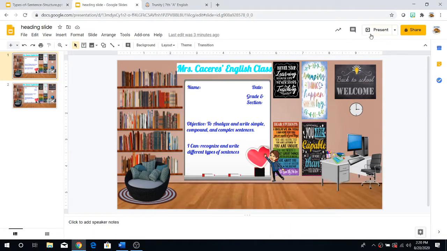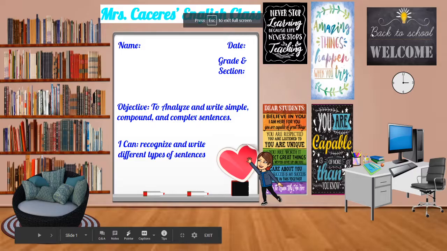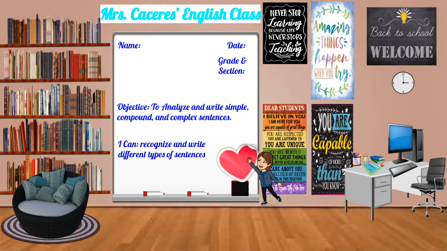It's Miss Cáceres. So, just like every class, we will begin with our heading, objective, and I can statement. Remember to put your name, be it your first and last name or your complete name, the date, grade, and section as your heading. Now, our objective for today's class is to analyze and write simple, compound, and complex sentences. Our I can statement is I can recognize and write different types of sentences. Now remember, if you need more time to write this down in your notebook, you can always rewind or pause the video.